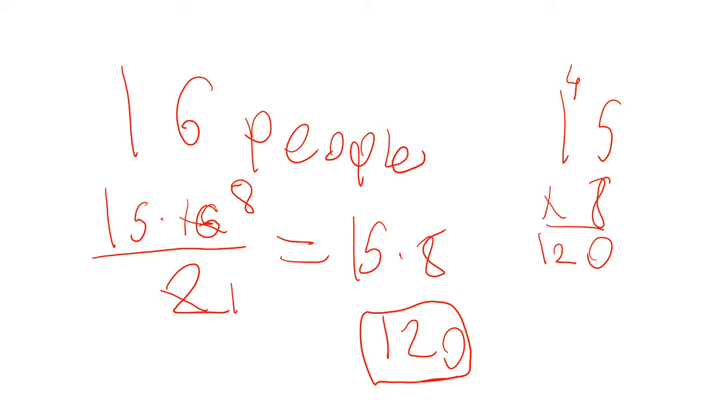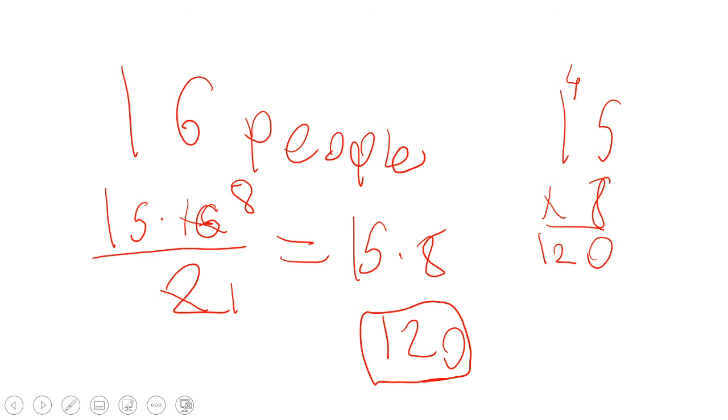So 15 times 16 is doing more work for us. We don't want to count things twice, because if we count things twice, that's going to give us the wrong answer, and we don't want the wrong answer. So that's why we divide by 2 every single time. And this goes for any group of people.